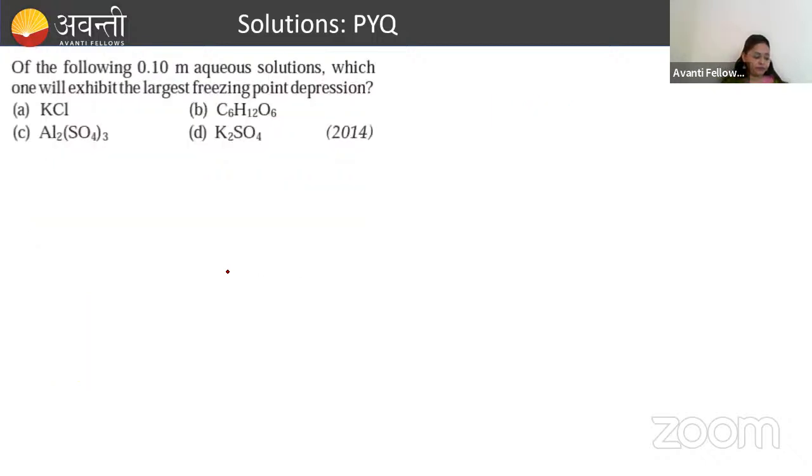Next problem. Of the following 0.10 molal aqueous solutions, okay, so that is the molality of the aqueous solution, which one will exhibit the largest freezing point depression? We have been given 4 options, and we are asked which one will give us the largest freezing point depression.